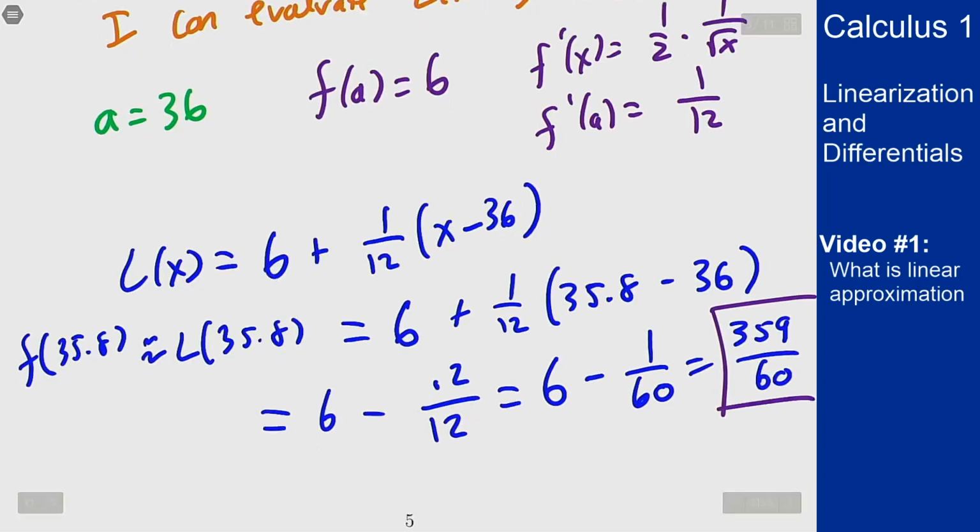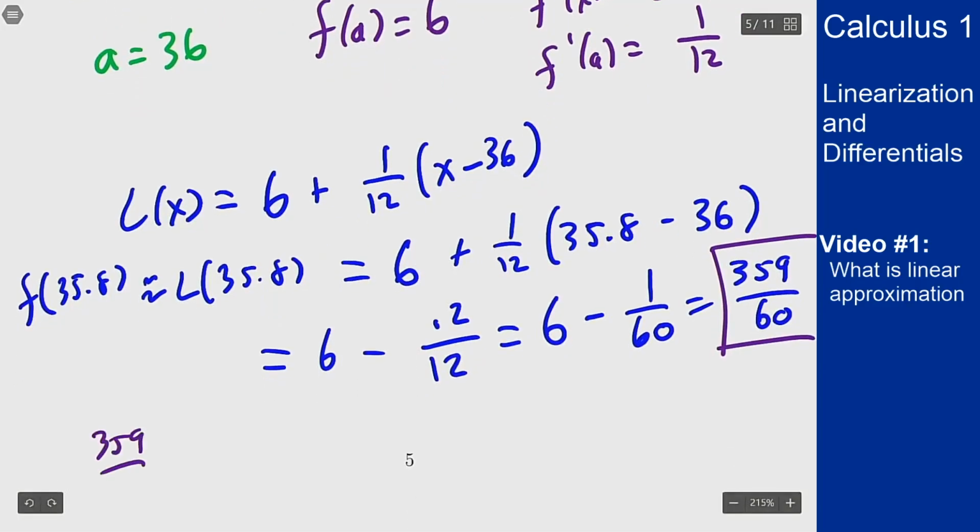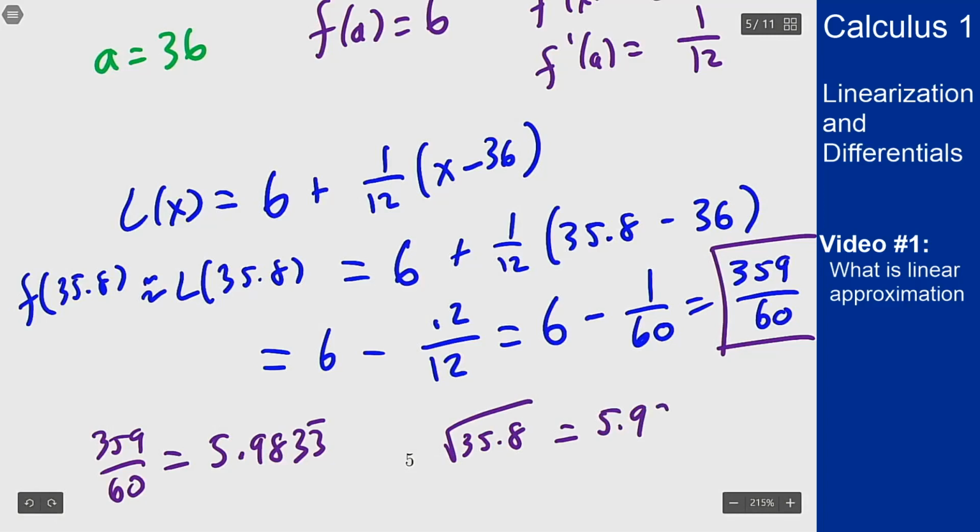If we look at these values, 359 over 60 is 5.9833 repeating, and the square root of 35.8 is 5.98331, and so on. So we're close and we're accurate to about 4 decimal places, which is great for a by-hand calculation to figure out these values. That's the idea of linear approximation, how you can use it to find some values by hand that you would not be able to do otherwise.